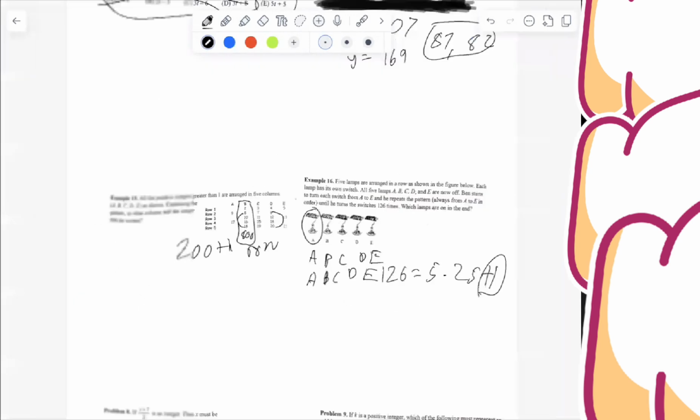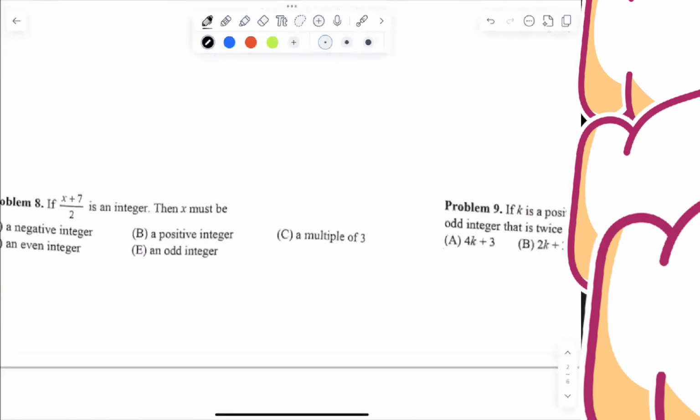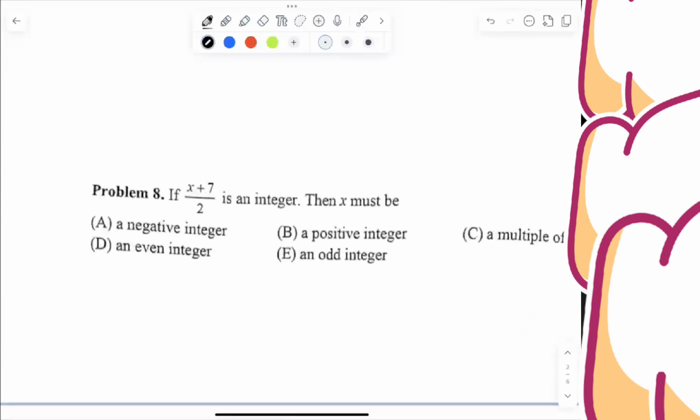Yeah. Let's move on to problem A. If x plus 7 divided by 2 is an integer, then x must be... Guys, have a try at this question and tell me your answers in chat.